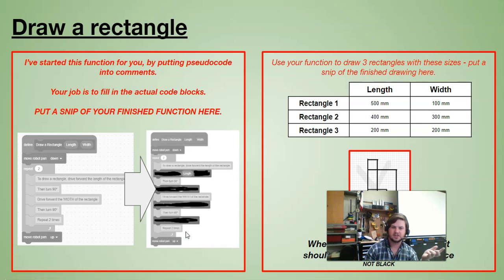It's your job to go in and fill in the rest of the way so that it draws the rectangle. I've given you comments with the pseudocode. It's your job to put the actual move blocks and stuff in between the comments to create your function. It should look basically like this when you're done. Then you're going to use it to draw 3 rectangles and take a snip and turn it in.